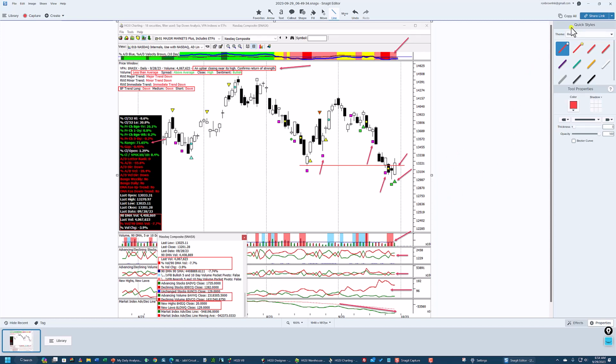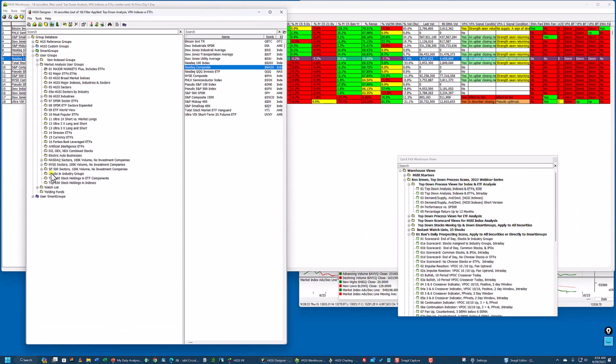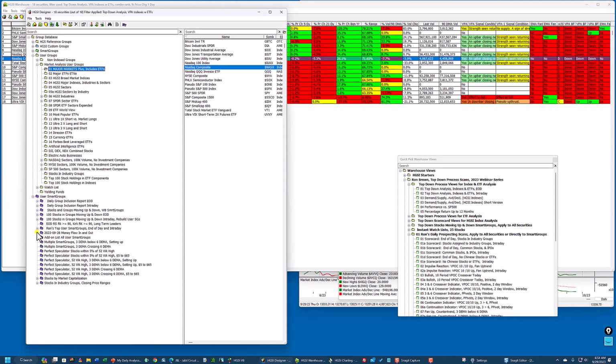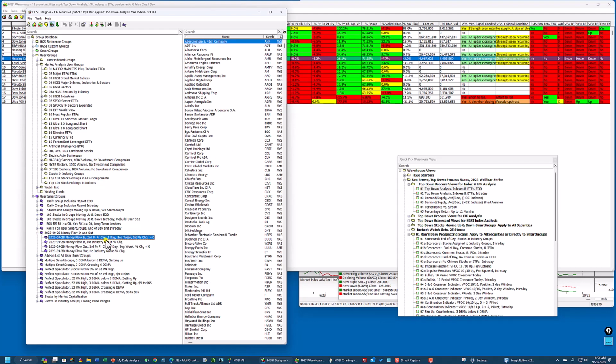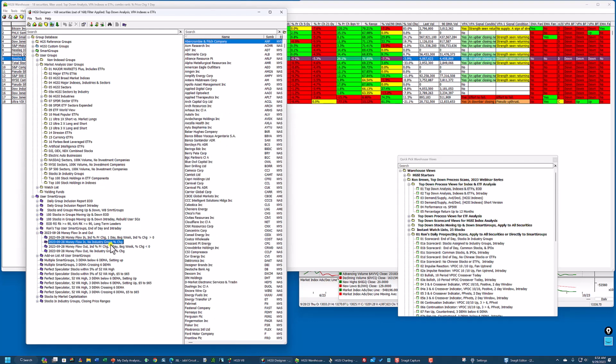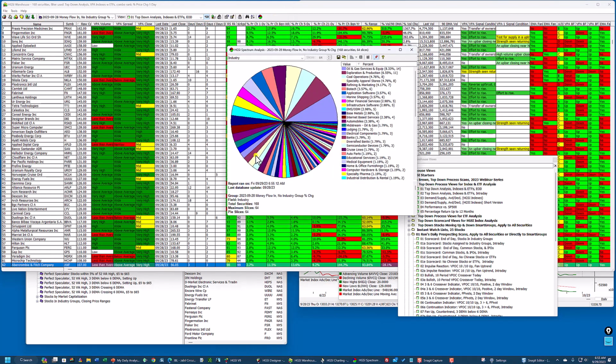Next, I'm going to minimize this. What I do is I go into my user smart groups, and I go down here to money flow in and out. And this one requires that the groups be up from the beginning of the week, so I use this one right here. It's just based upon no industry groups, but stocks that were up yesterday, and there were 168 to the upside. I'll bring this up, and I click on the spectrum analyzer, and I can see where the money flow was yesterday, oil, gas, exploration, and so on.